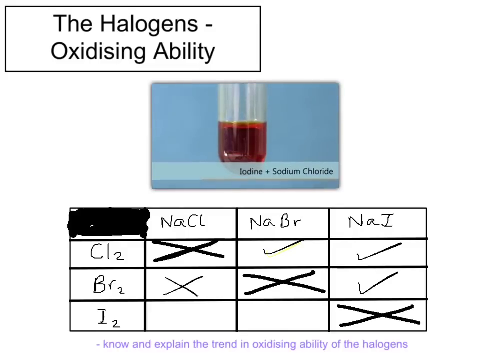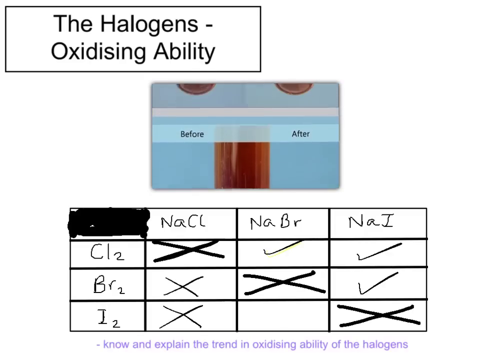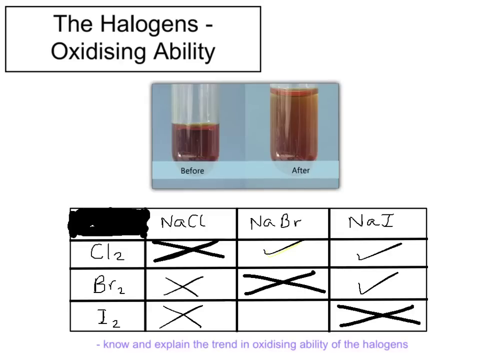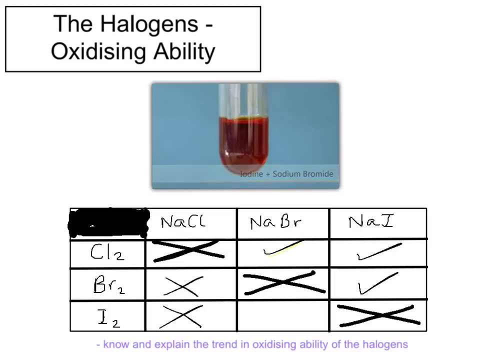So if we have iodine and sodium chloride, so that's these two reacting together, you can see there's no discoloration happening, there's nothing happening that would show that a reaction is happening, so there's no displacement reaction happening there. And again, we'll see the before and after pictures. You can see there's no difference before and after, so there's no reaction between iodine and sodium chloride. And finally, iodine and sodium bromide. Again, you can see there's no discoloration as you add the iodine to the sodium bromide, so again, there's no reaction happening.